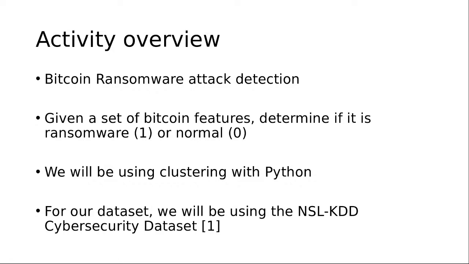So for our practical activity today, we'll be developing a machine learning model to detect Bitcoin ransomware attacks. So in this case, given a set of network features or Bitcoin features, we want to determine whether the network flow is indicative of a ransomware, or in other words, a cybersecurity attack, or it is just normal traffic flow. In order to do that, we'll be using something called clustering. So we'll be using Python with clustering.